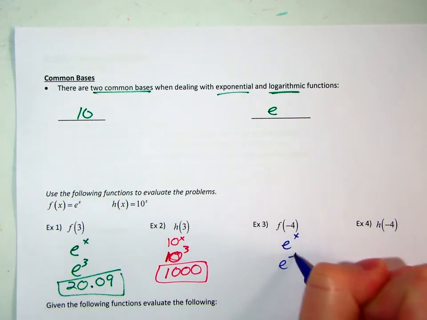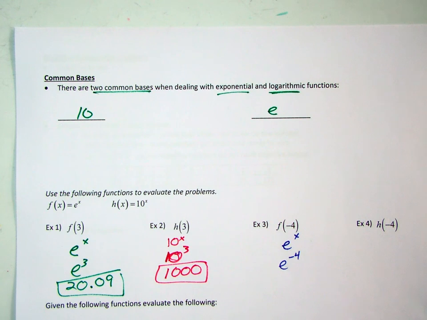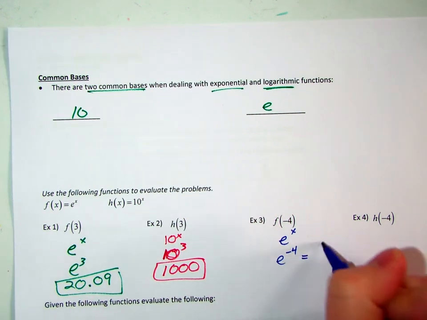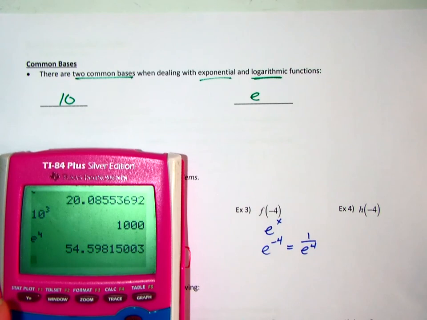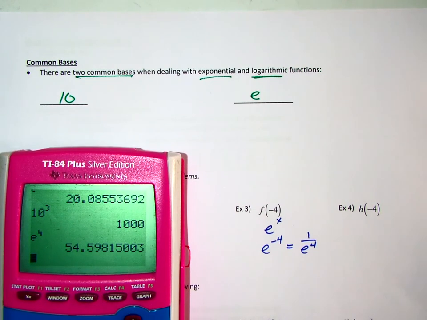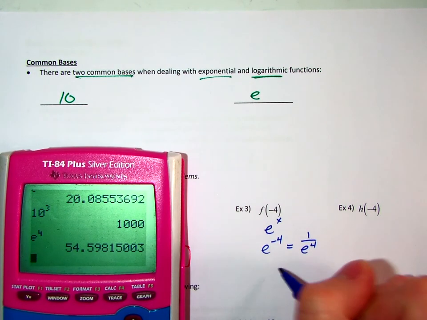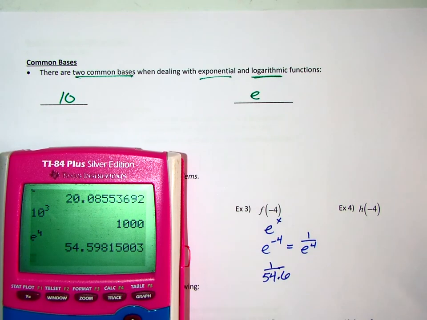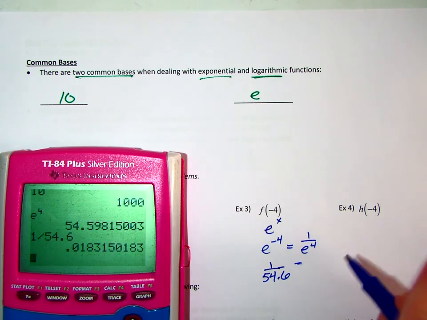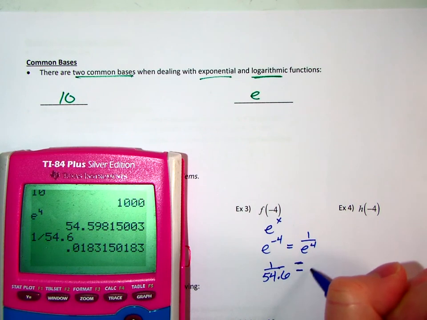Then we get to f of negative 4, so that's e to the x, which is really e to the negative 4. Again, you need to remember that we don't like negative exponents, so that's really 1 over e to the 4th. So then we'd have to do e to the 4th in our calculator, and e to the 4th is 54.59, so it's really 54.6. Now, I will never want to see a fraction that has a decimal in it, so let's just give the final decimal answer. 1 divided by 54.6 is 0.018.